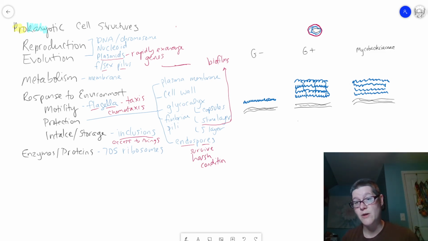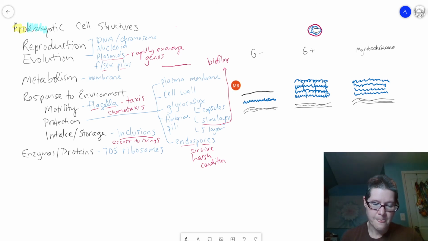Both the mycobacterium and the gram-positive bacteria will stain purple in a gram stain because of the peptidoglycan layer. They pick up crystal violet. The gram-negative end up staining red because they don't. Now, the gram-negative seem like they're missing out here. But they actually have a little bit of extra protection as well.